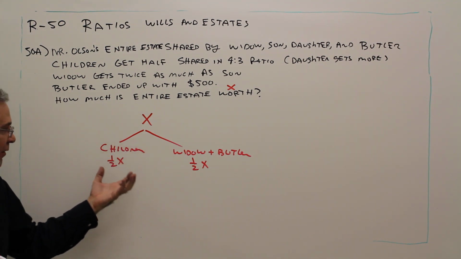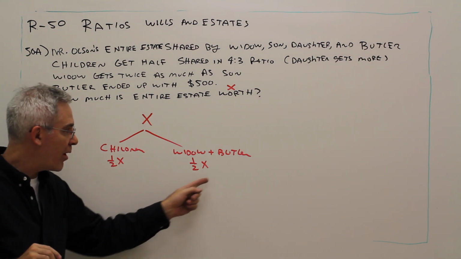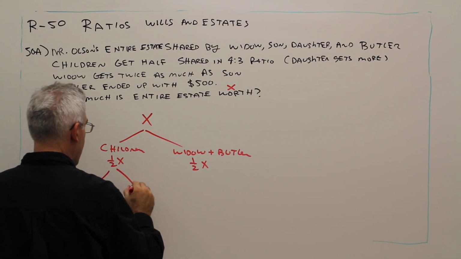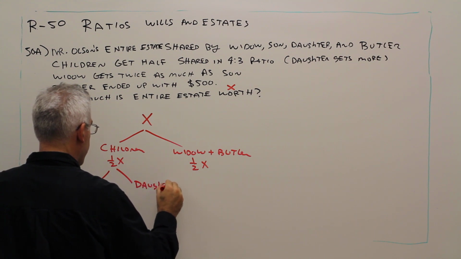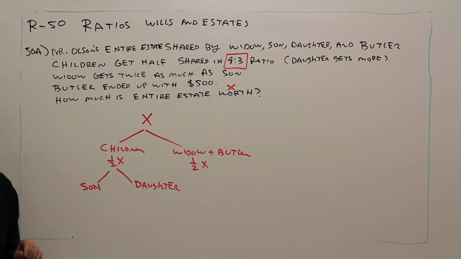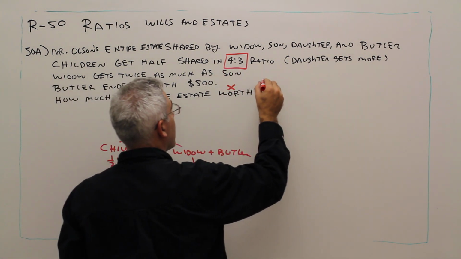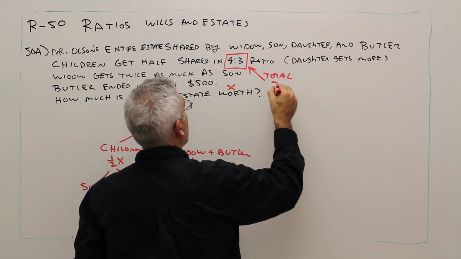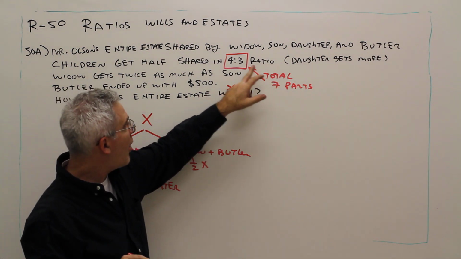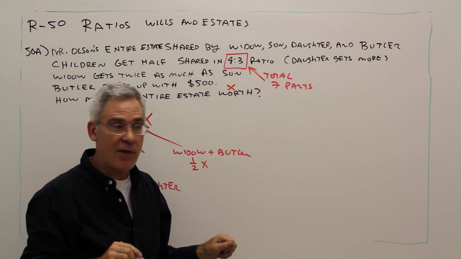And then within these splits, I'm going to have more splits. I'm going to have a son and a daughter, and a widow and a butler. All right, so I'll branch out to the son. I'll branch out to the daughter. The ratio with the son and the daughter was 4-to-3, with the daughter getting more. Let's take a look at that. 4-to-3, the total parts is 7. So what that means is the daughter is getting 4/7, and the son is getting 3/7.